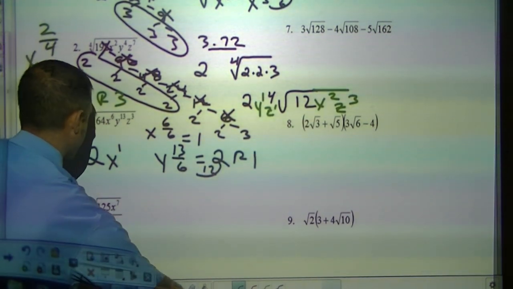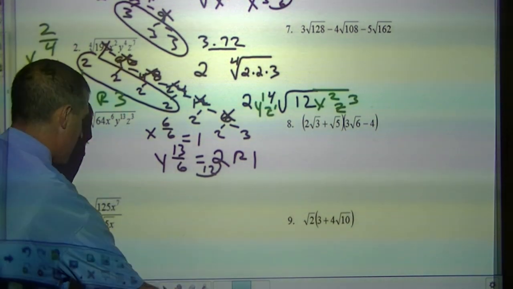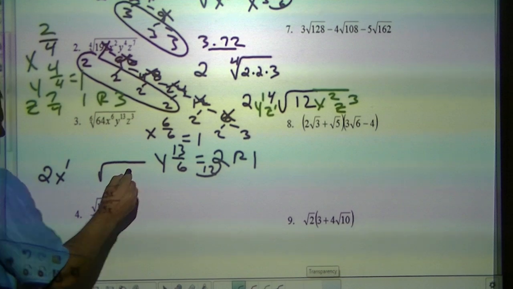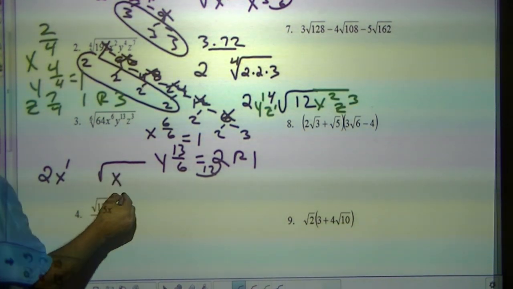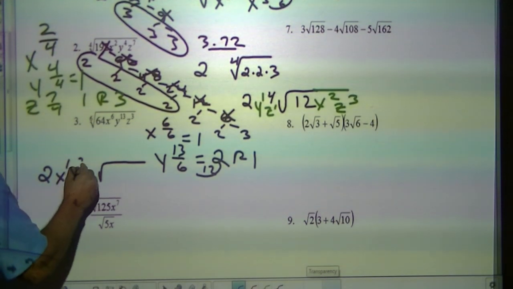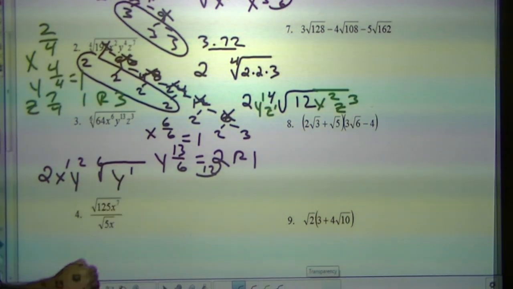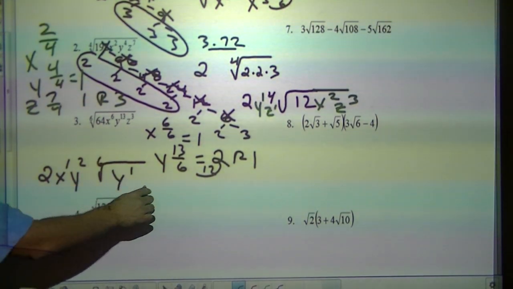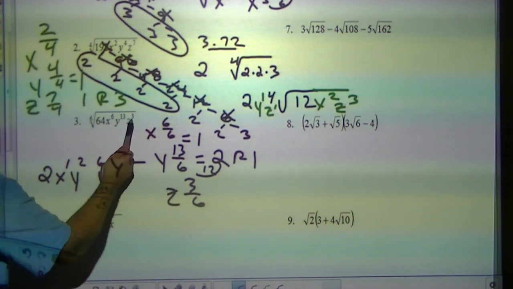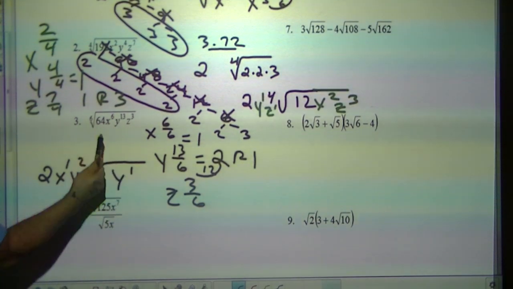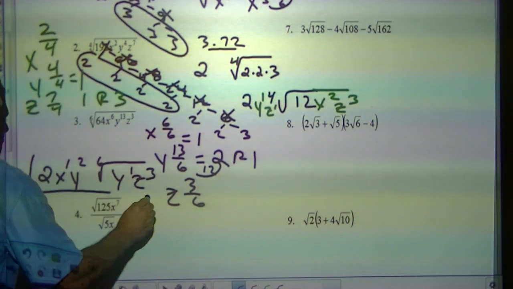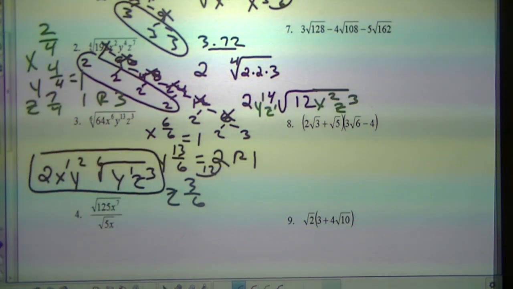Let me move this down a little bit. So what I'm going to have is 2x to the first, and I'll leave some space there. y 2 on the outside, y 1 on the inside. I'm going to take z3, 3 divided by 6. Basically, each time I'm taking the exponent divided by whatever the root is. That doesn't go into there, so z3 is going to stay right there, and that's my answer for that one.